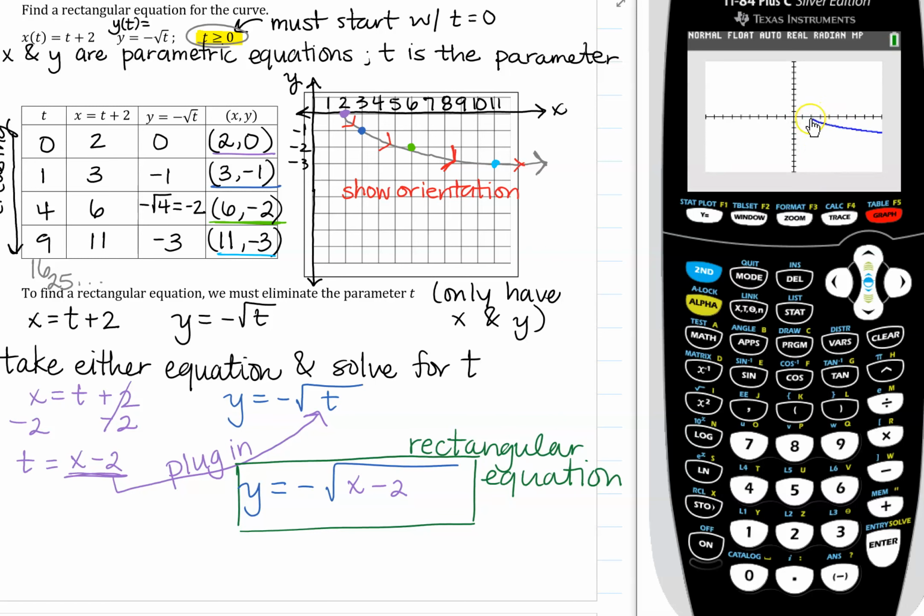This starts at the point 2, 0, and then it goes on in the same direction that our graph goes on into. And so since this matches our graph exactly, we do not have to restrict our domain or restrict our range or anything. Later on, we will see examples where we have to put some restrictions on our rectangular equation.